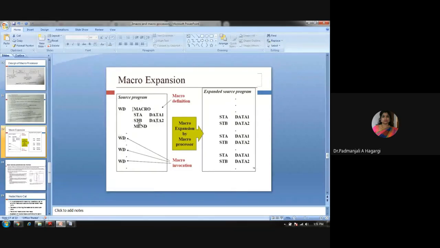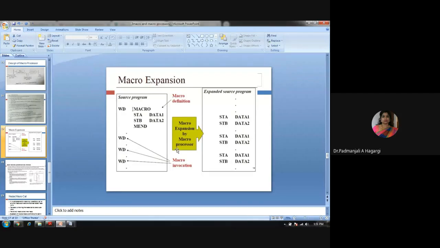How is the design structure of a macro? Same as the assemblers, here also we have pass one and pass two. In pass one, it processes all the macro definitions. This is a macro definition. And in pass two, in the second pass, all the macro invocations will be expanded and processed. This is how it gets expanded.